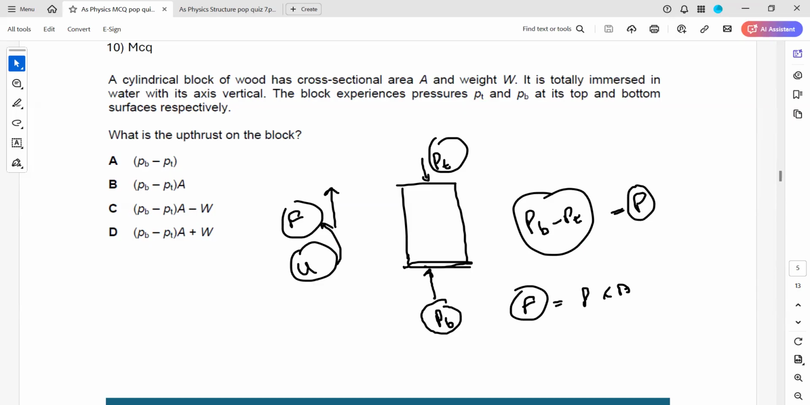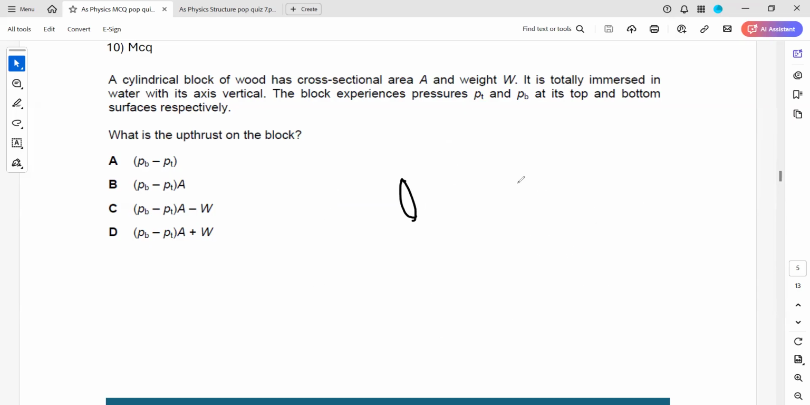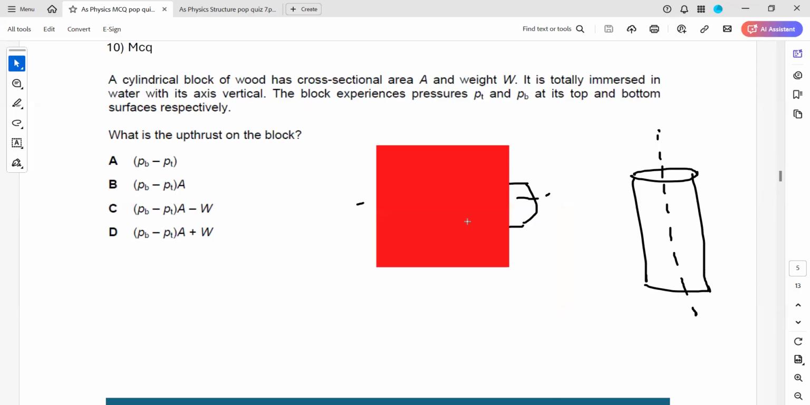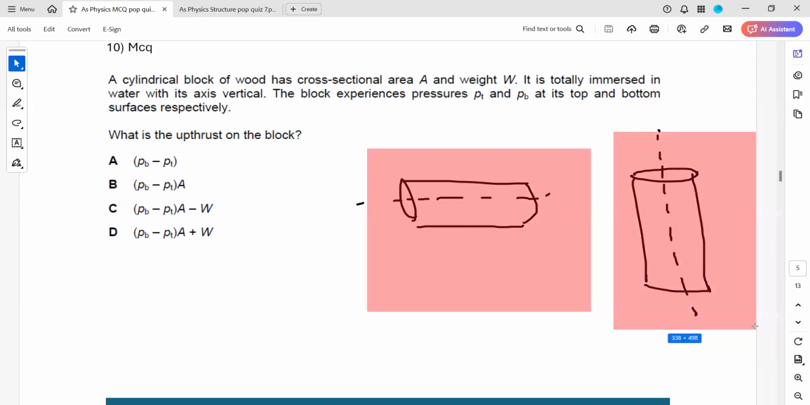In the question, it is written vertical axis, because a horizontal axis means the object can be placed like this. But in the question, they mention a vertical axis, so the object is submerged in this manner. This is a vertical axis. This is a horizontal axis. The expression will change depending on whether the object is submerged along a horizontal axis or a vertical axis. So the object is submerged in a vertical axis, in this manner.